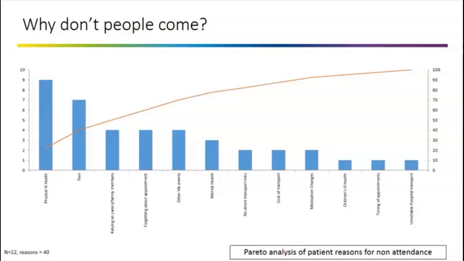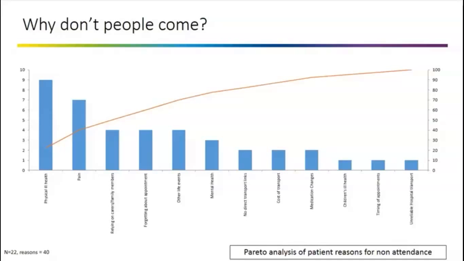And the reason why that's important and really helped this team is because, for example, the fourth bar along is forgetting about appointments. If you think about a lot of work that's done around DNAs and missed appointments, the obvious thing to look at might be reminding people about their appointments and setting up systems to remind people about their appointments.